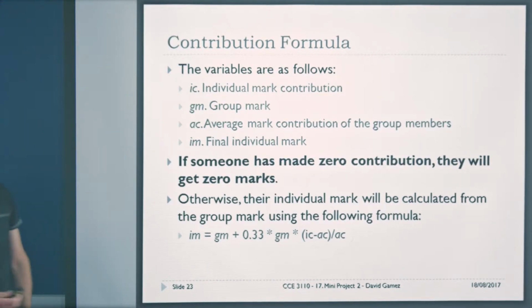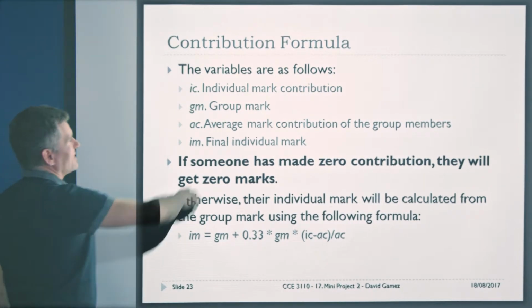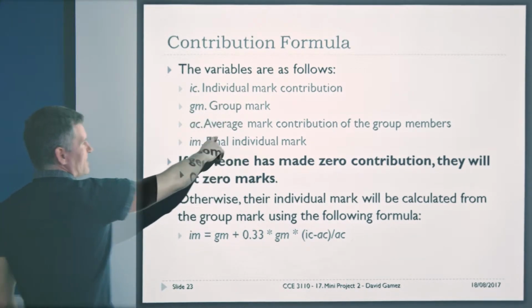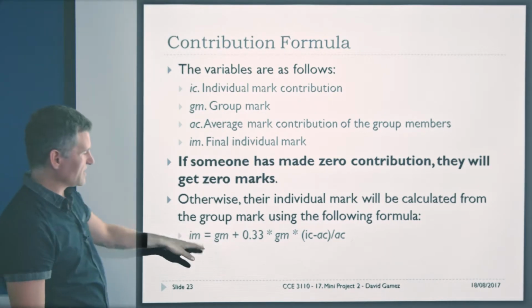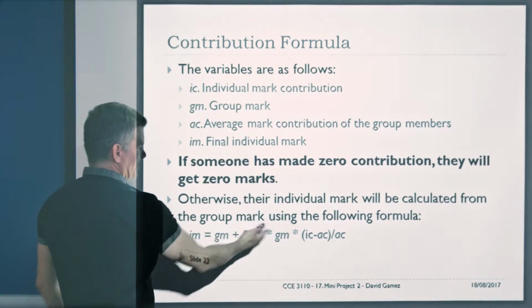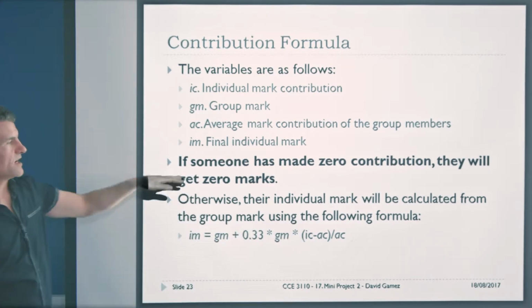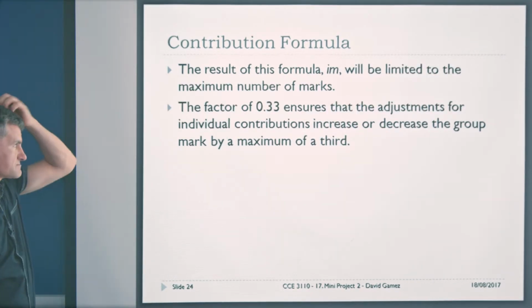So the formula that the spreadsheet uses, I'm not going to go into a lot of detail, but you have how much you've contributed, the final mark for the group, the average mark of the group members, and the final individual mark. So the final individual mark is the group mark, boosted up or down depending on whether someone's done more or less contributions. Unless they've made 0 contributions, in which case they just get 0 marks.